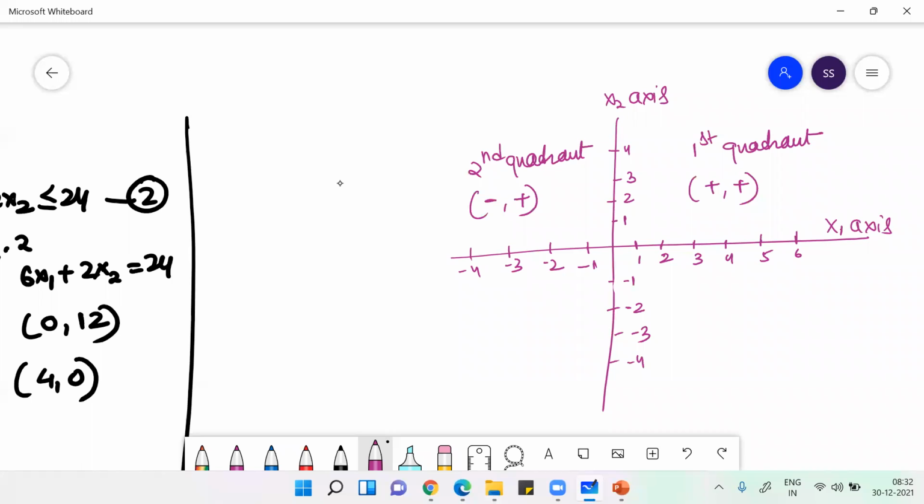In the third quadrant, I have negative values of x1 and negative values of x2. And when I talk about the fourth quadrant, I have positive values of x1 and negative values of x2. Clear, everyone? Anyone, any doubt?